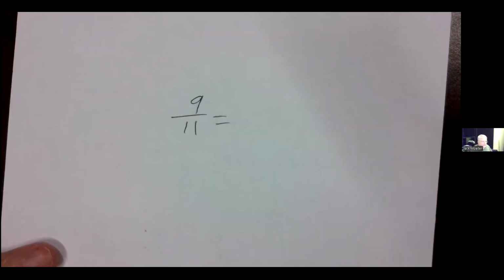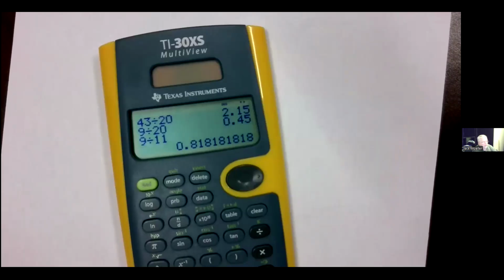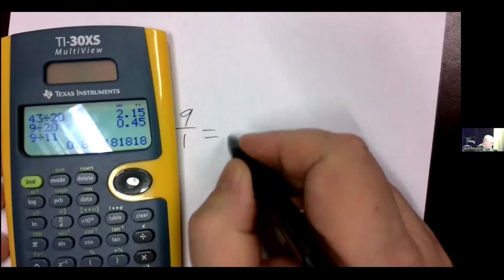All right, one last fraction and decimal question. What if I give you 9/11? What is that as a decimal? All right, so 0.818181 forever.